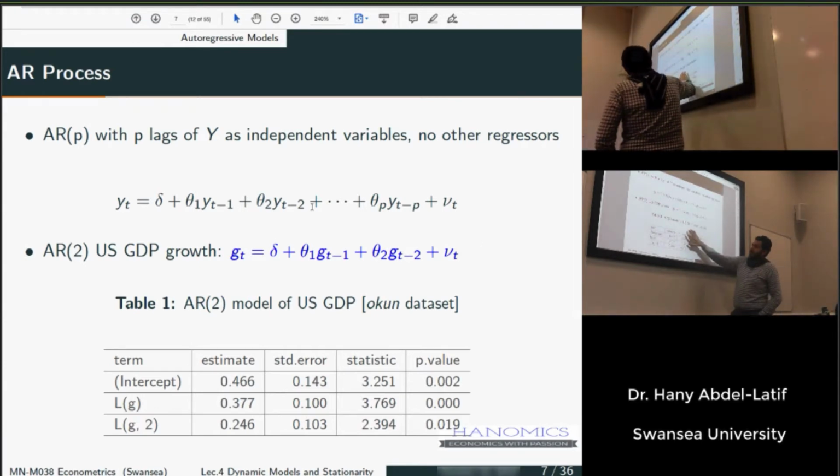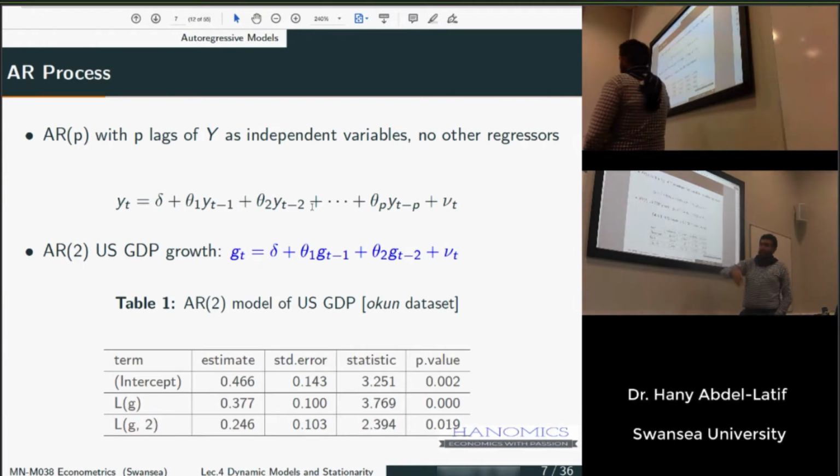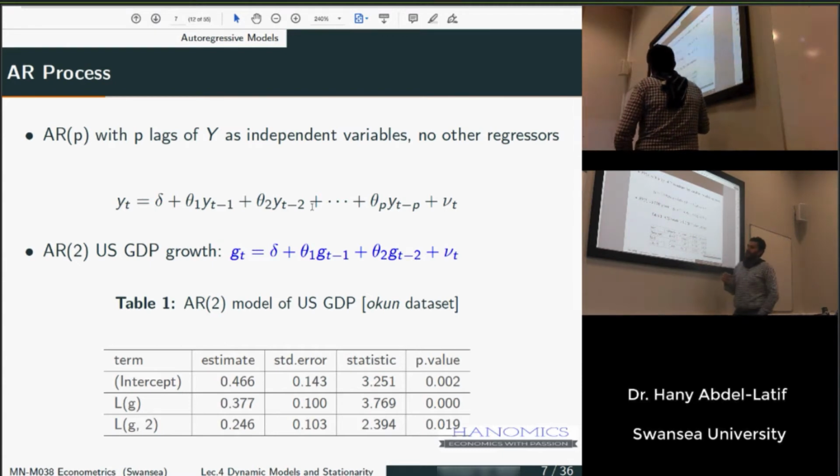And this is the estimation of the model. So we have data for the growth rate, the US GDP growth. When we estimated this AR model, you see it's an autoregressive model. So auto, you regress the variable on itself in the past. So G_t regressed on G_t minus 1 and G_t minus 2. It's the same variable, but in the past. In this case we used the Okun dataset, and you have access to the dataset now in R, so you can replicate exactly the same results. And I'll post a video to show you how to reproduce the same table exactly.